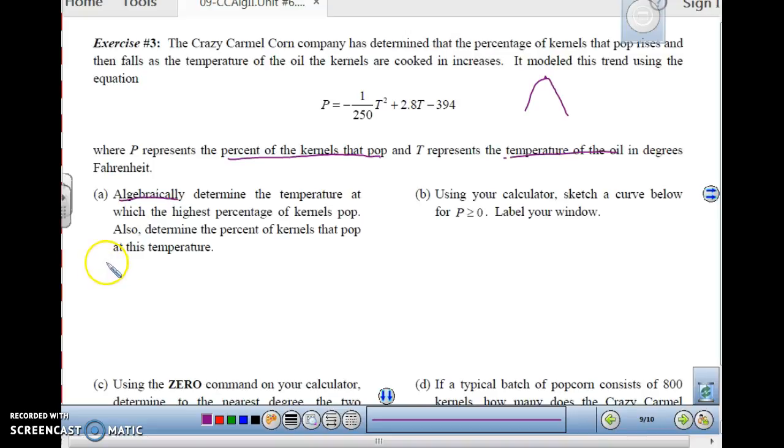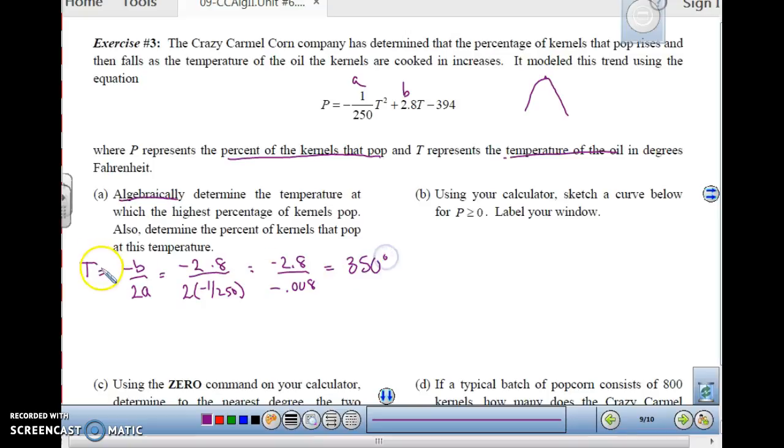Now it's x equals negative b over 2a, but in this case it's going to be t equals negative b over 2a. All right, so what's b? B would be 2.8. So negative 2.8, over 2a, a would be negative 1 over 250. All right, so if I multiply this out, I get negative 2.8 over negative 2 times negative 1 over 250, which is negative 0.008. And divided out, this is equal to 350.